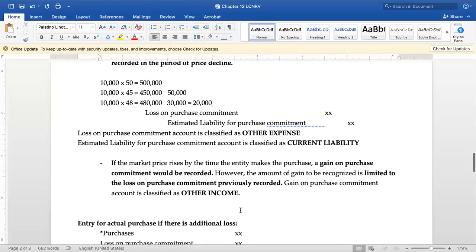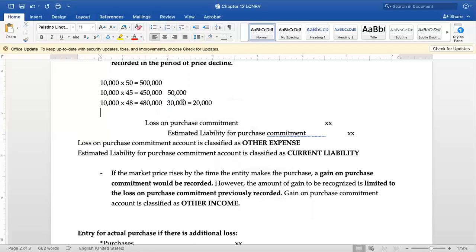So take note that this 30,000 is considered as gain on purchase commitment, and it would be recorded. However, the amount of the gain is limited to the loss on purchase commitment previously recorded. This means your gain of 30,000 should not exceed 50,000, because this is the previously recorded loss. So again, it is limited to the loss on purchase commitment that was previously recorded.